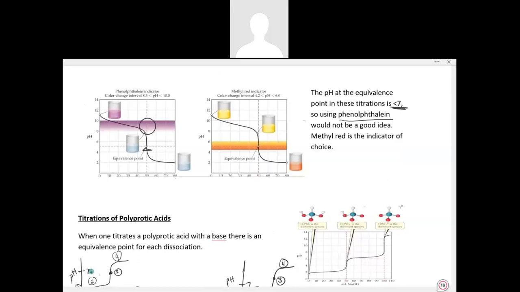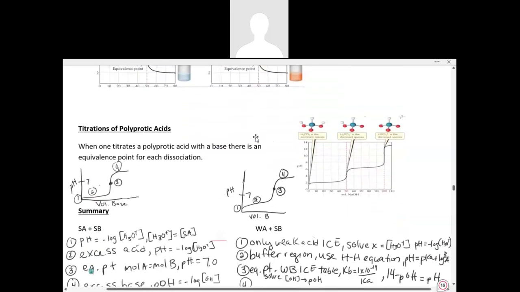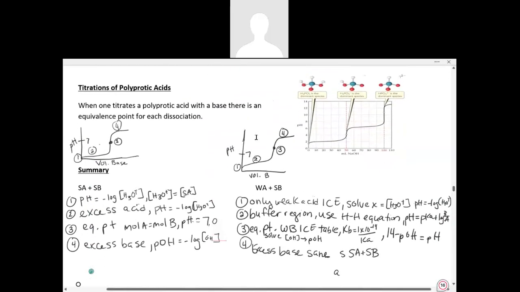If we used a different indicator, such as methyl red, that's indicated here. It's red in acidic conditions and yellow in basic conditions. At the equivalence point here, which is less than 7, we see it around 5 somewhere. We can use an indicator that has a color change interval between 4.2 and 6.0, so that would fit well. Methyl red would be an indicator of choice here. That's just to show that not every titration will use the same acid-base color change indicator.